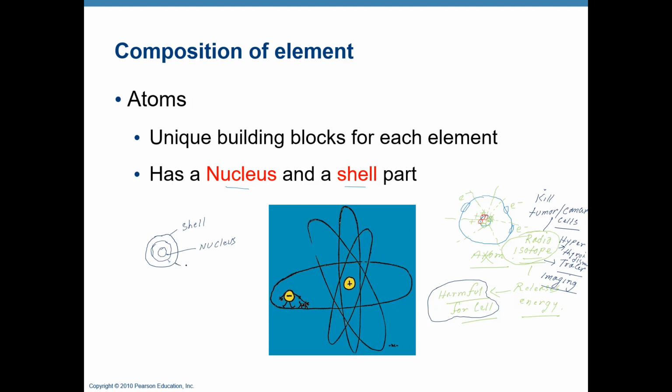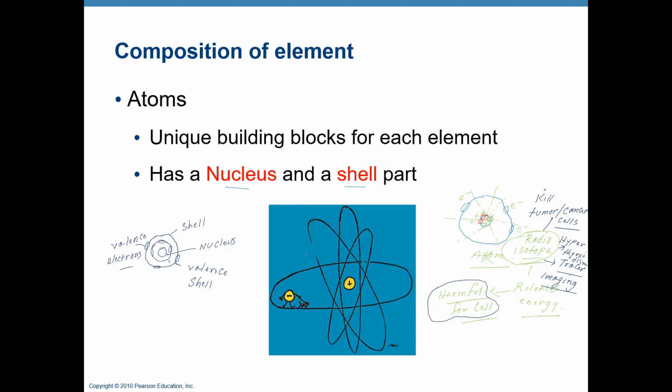The outer shell is called the valence shell. Okay, and the electrons that are present on the valence shell are called valence electrons. For example, this valence shell has these 3 electrons, so these are valence electrons. Okay, valence electrons.